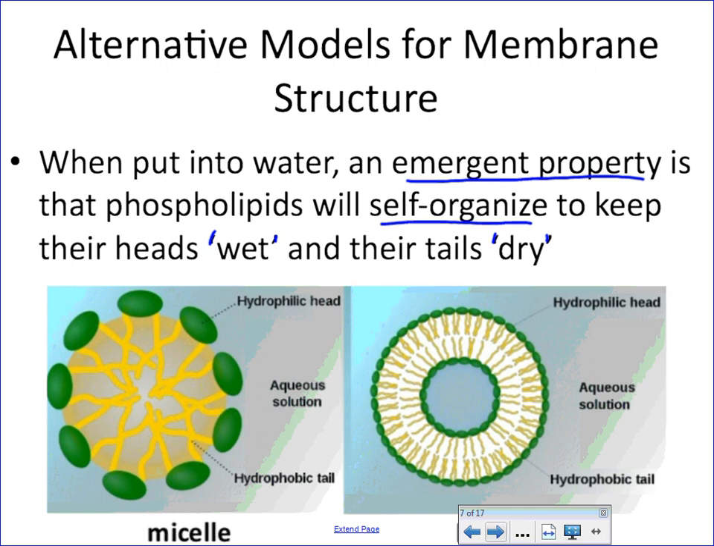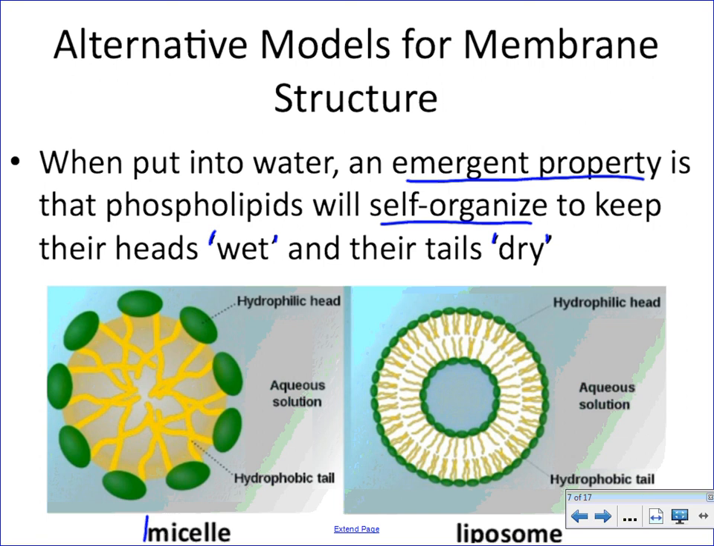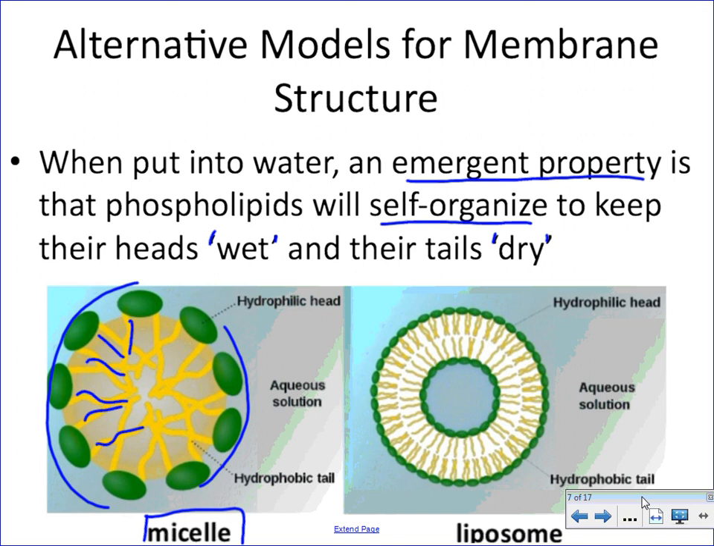So there are two types of structures that can be formed. The first arrangement is referred to as a micelle. This is where you have just a single layer of phospholipids, a fairly small structure, and you get all their tails pointing towards the middle of this structure, excluding water from the center of it.